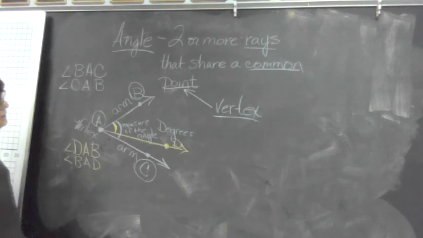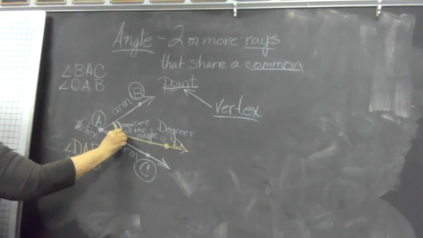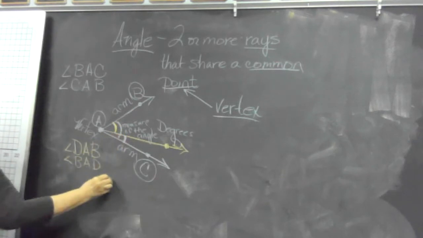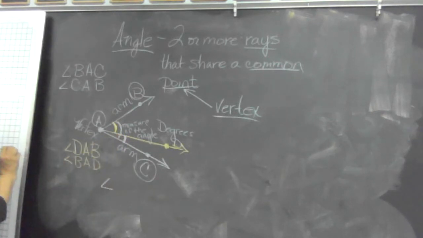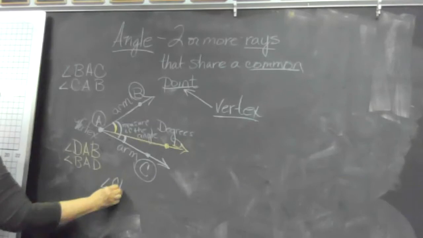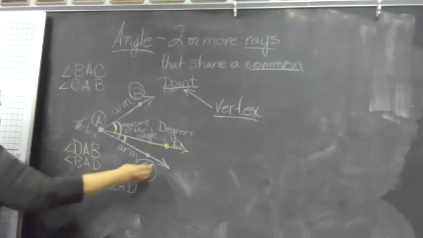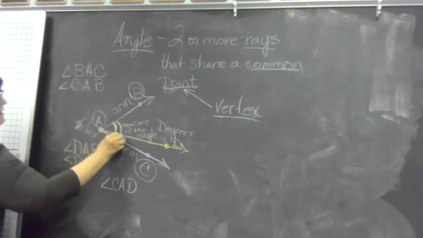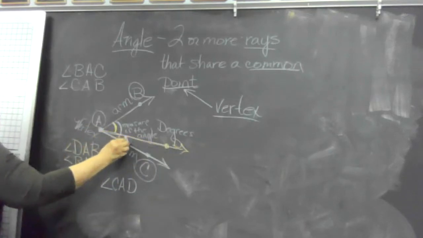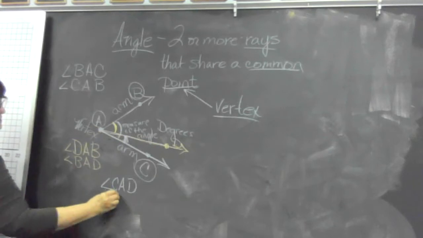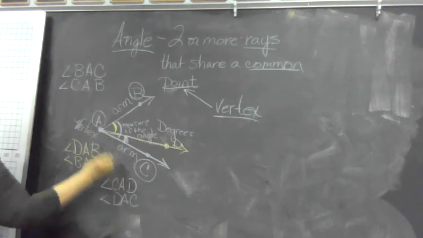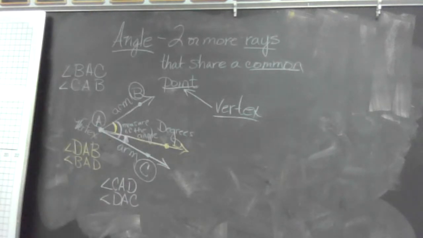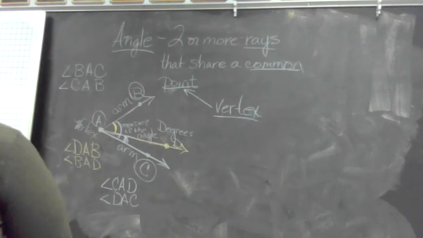And then let's name this one. Okay? So that one would be angle C, A, D. Good. We're naming this angle right here. Or it could be angle D, A, C. But notice that the vertex has to be in the middle. We actually are almost through with the instruction for today and let you play with this before we move on.